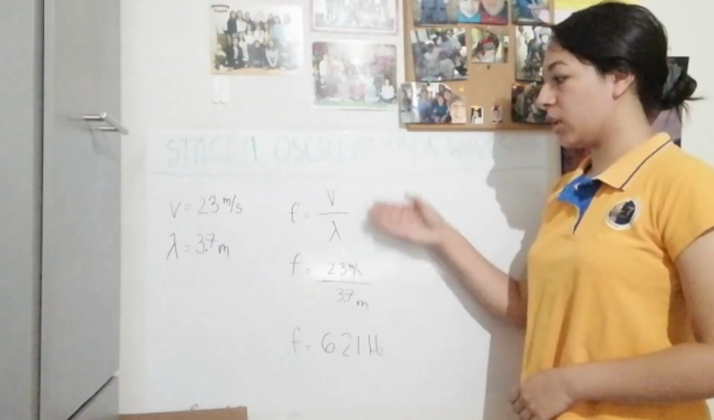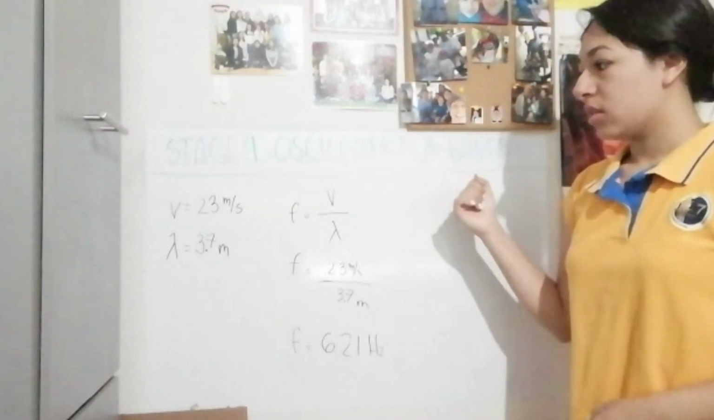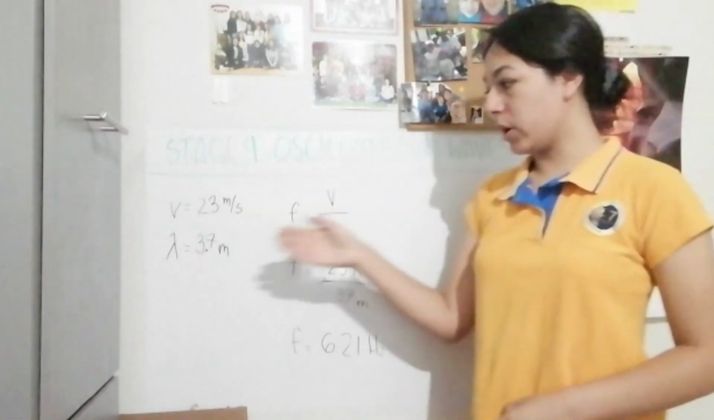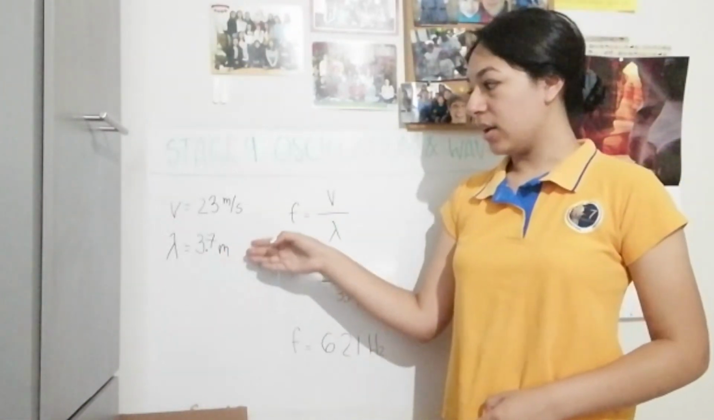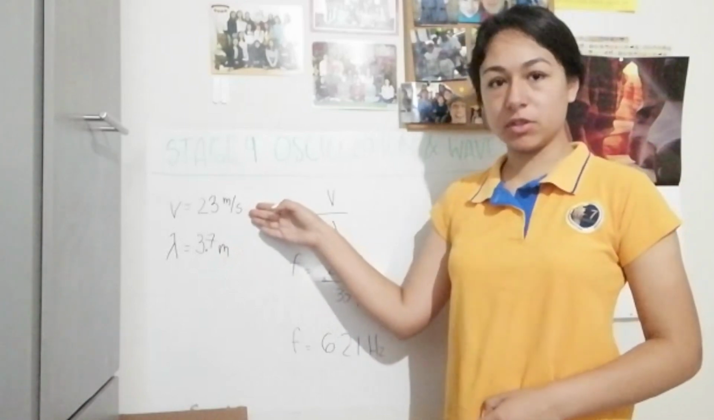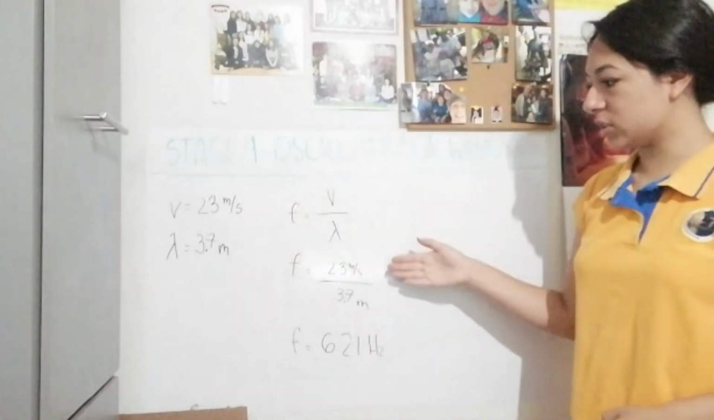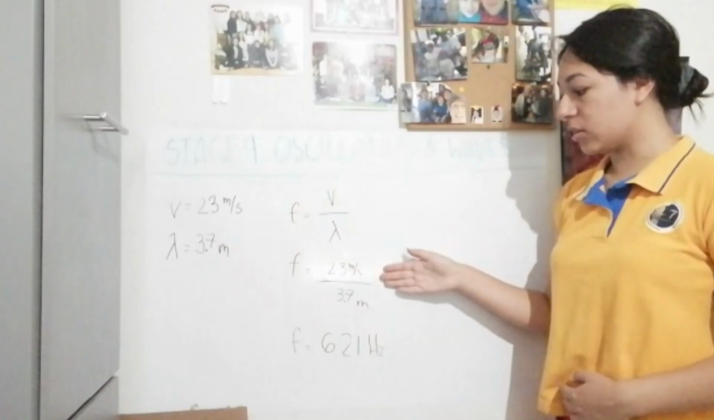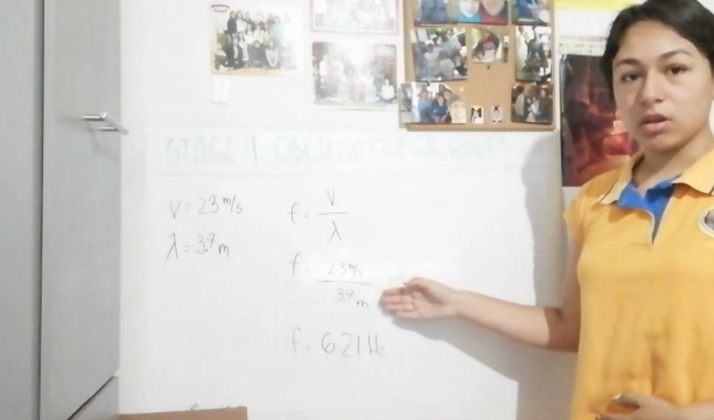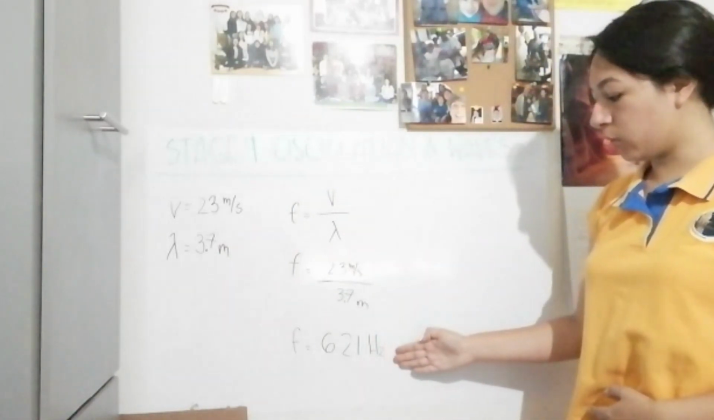Frequency is equal to the velocity over wavelength. In this example, the wave has a wavelength of 3.7 meters and a velocity of 23 meters per second. The frequency is equal to 23 meters per second over 3.7 meters, which equals 6.21 hertz.